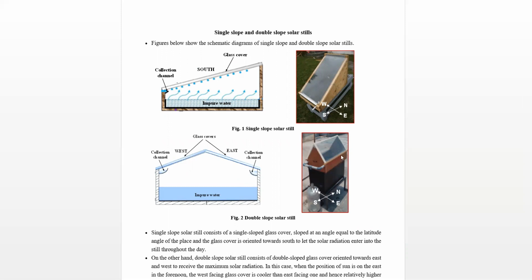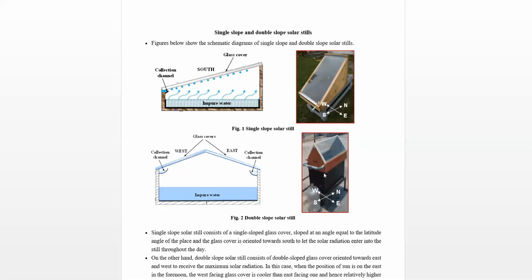Now, what happens in the morning is that the radiation is entering through this glass cover, and the sun is facing this side, so the temperature of this glass surface is slightly higher than the temperature of the other glass cover, which is oriented toward the west direction. In the morning, the glass cover which is oriented toward the west has a relatively lower temperature.